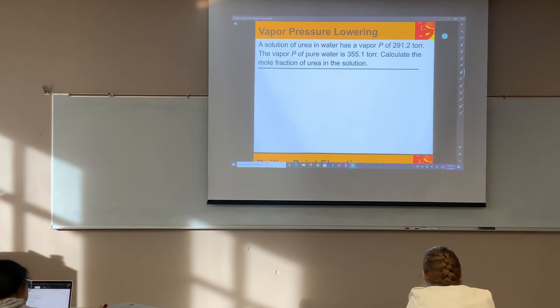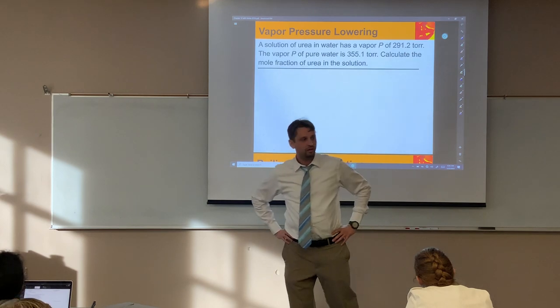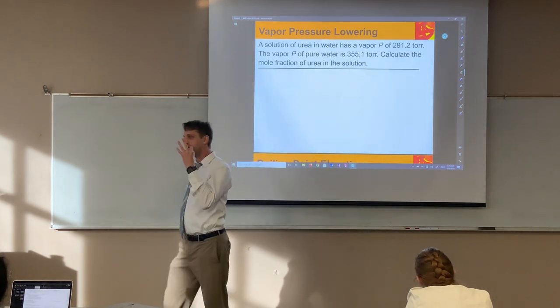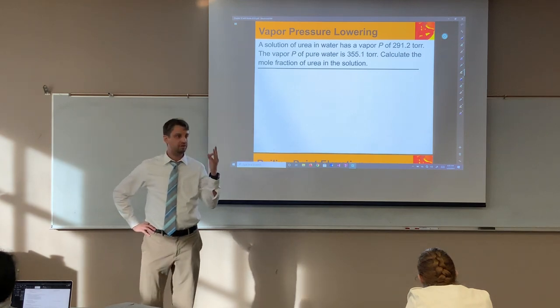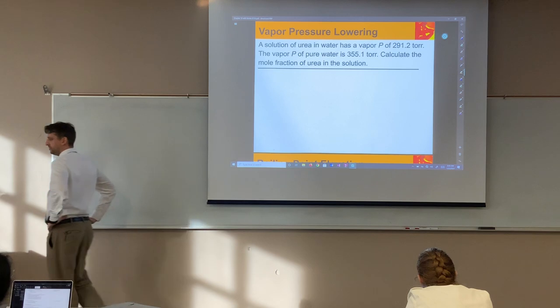Anyway, so here it is, right? The solution of urea and water has a vapor pressure, and it gives you that value. The vapor pressure of pure water, it gives you that value, and it says to calculate the mole fraction. So what do we have here? We have an equation of three parts, and what do I give you information about? Two of those, got it? So, let's see what you guys come up with.